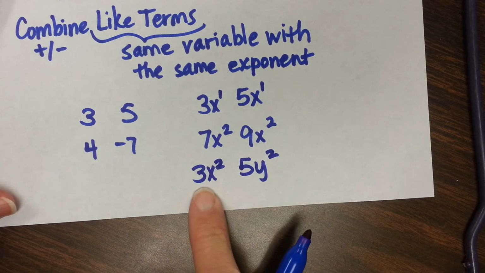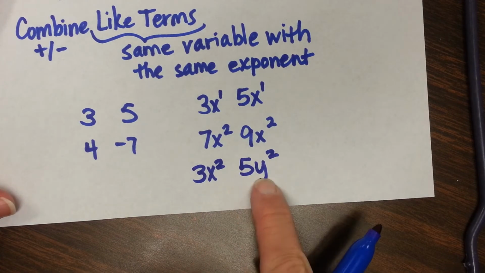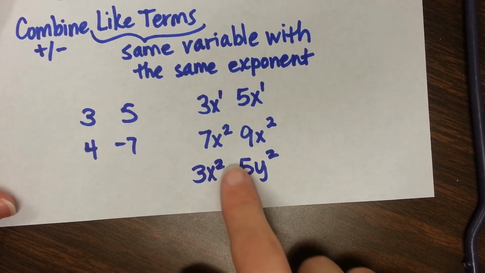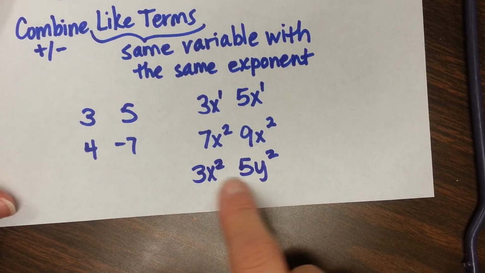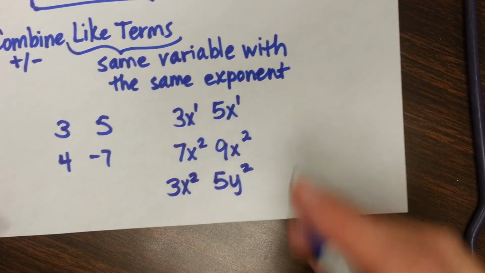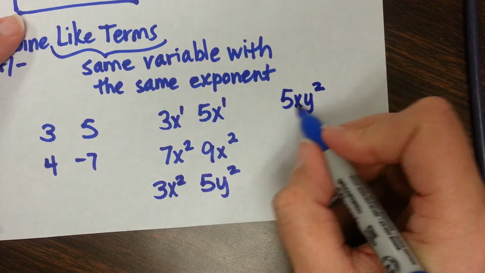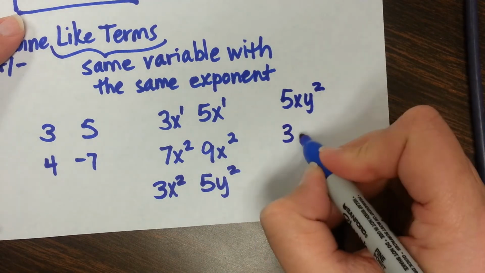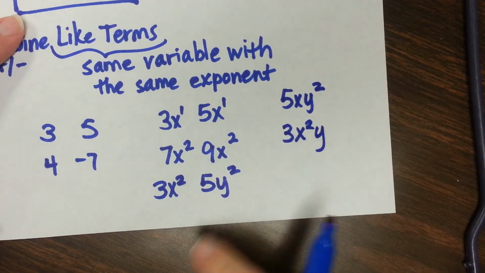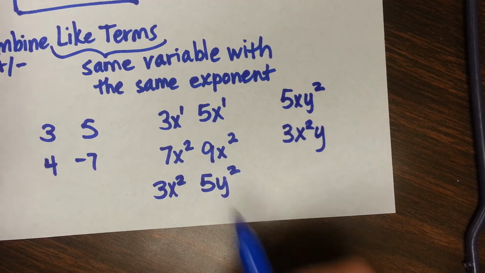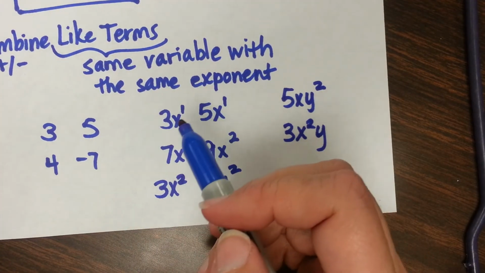If I did something like this with a 3x squared and a 5y squared, I would have to say they are not like terms because even though they have the same exponent, they do not have the same variable. If I gave you an example that looked like this, 5xy squared and 3x squared y, this would also not be like terms because the x's do not have the same exponent and the y's do not have the same exponent. So they do not have the same variable with the same exponent.